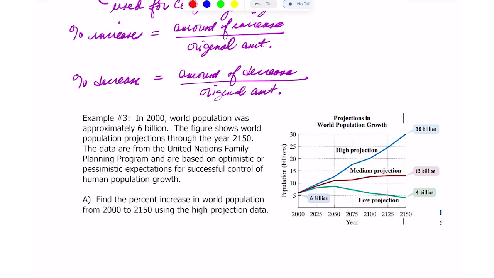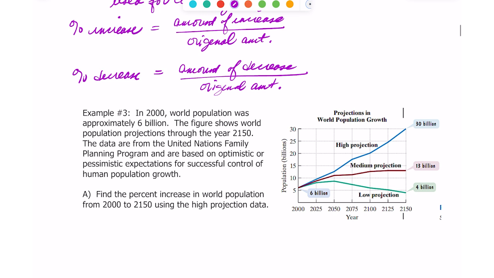In this first example, we need to find the percent increase in world population from 2000 to 2150 using the high projection data. So high projection, we're looking at this blue graph. So it's projecting that human population in the year 2150 will reach 30 billion. So I need to figure out the percent increase.